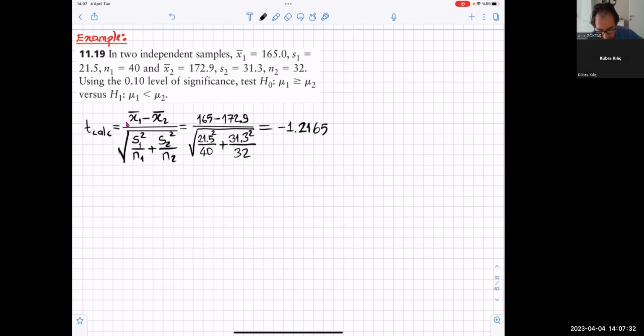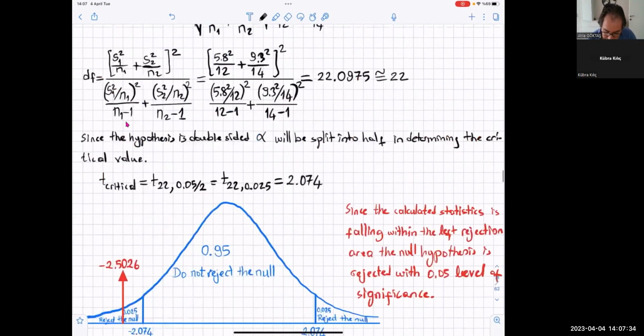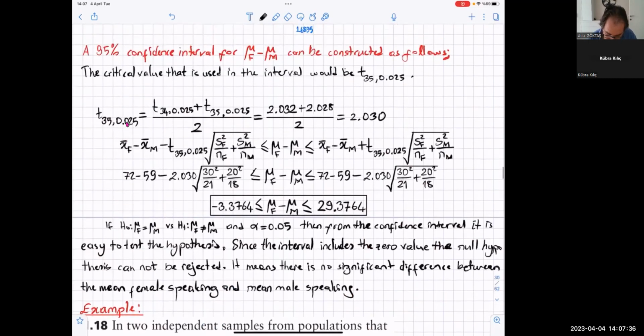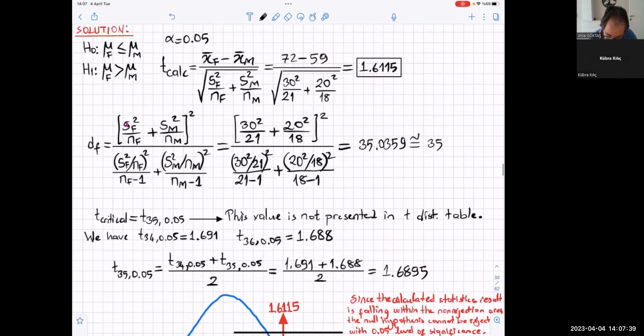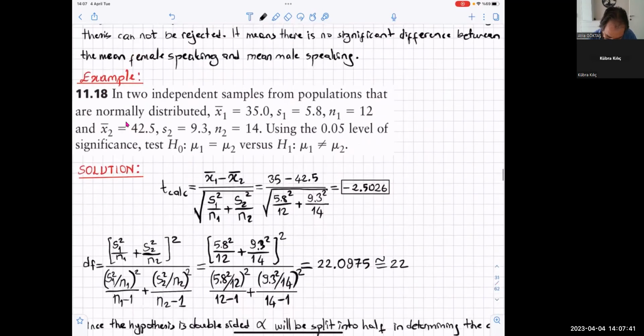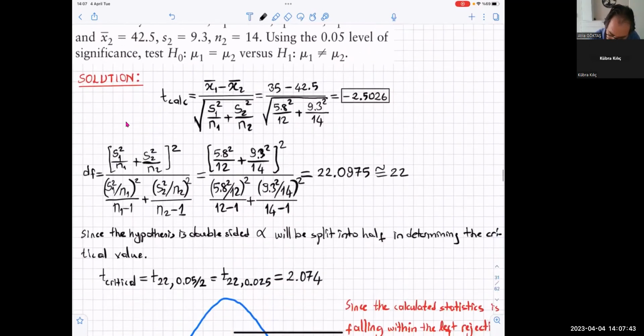The degree of freedom, I will also be bringing the degree of freedom from where it is. Yeah, I'm going to copy this.